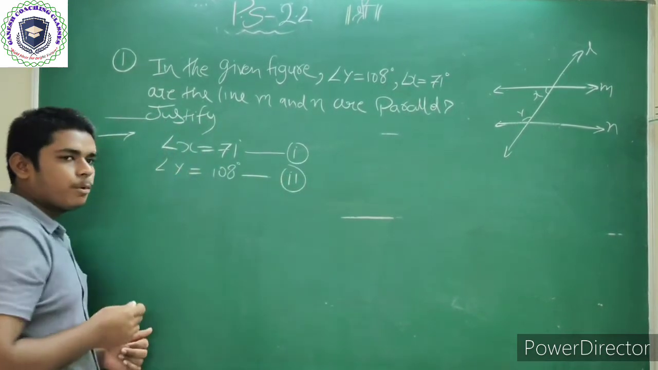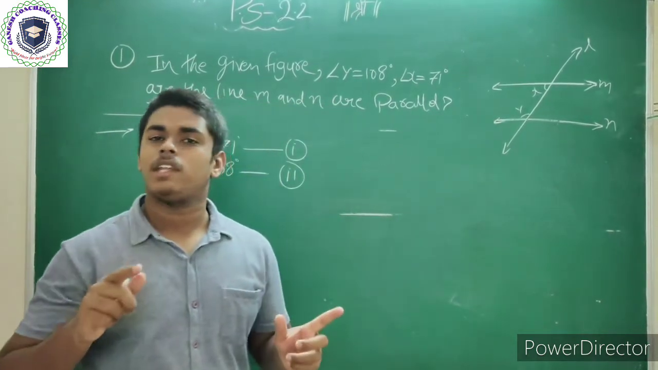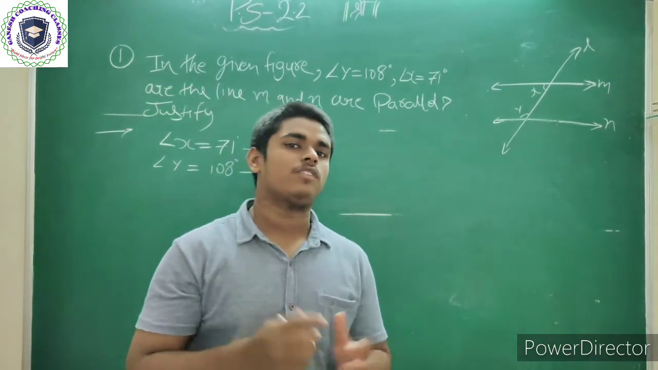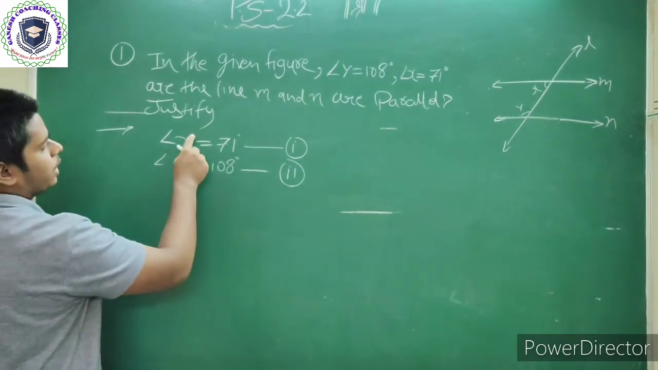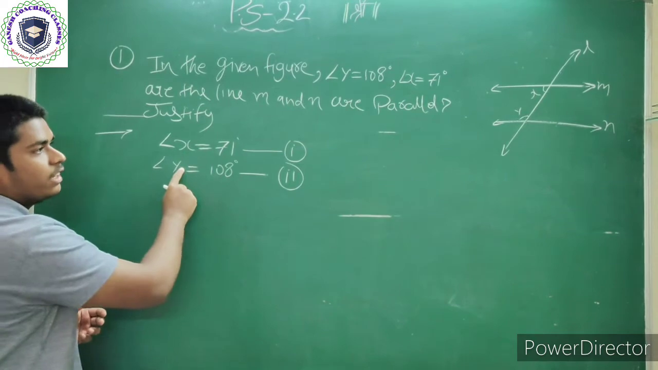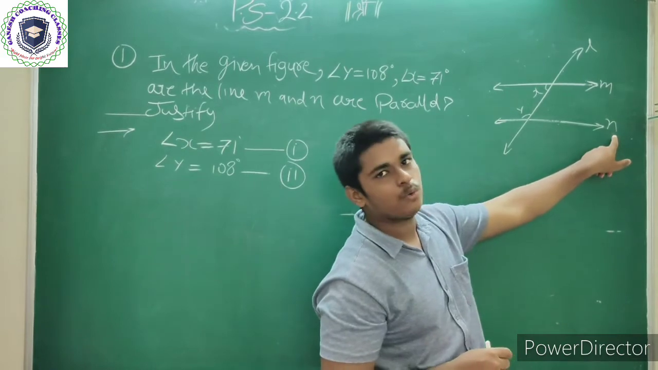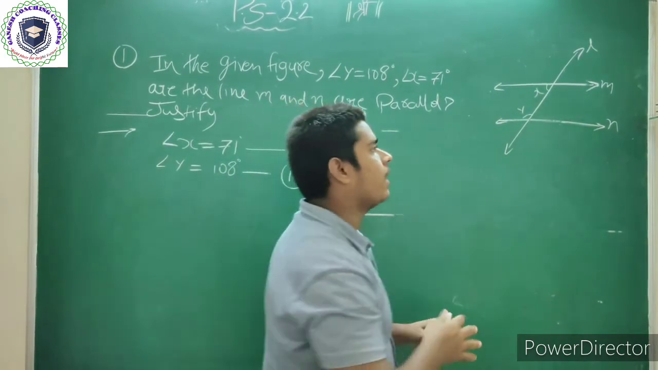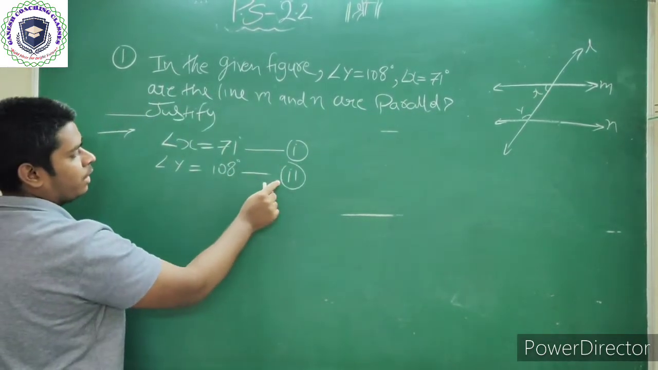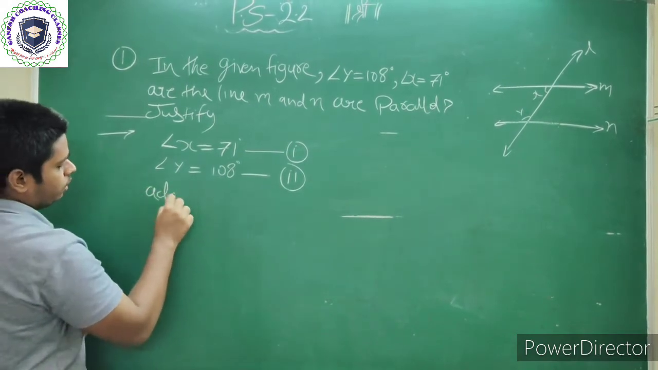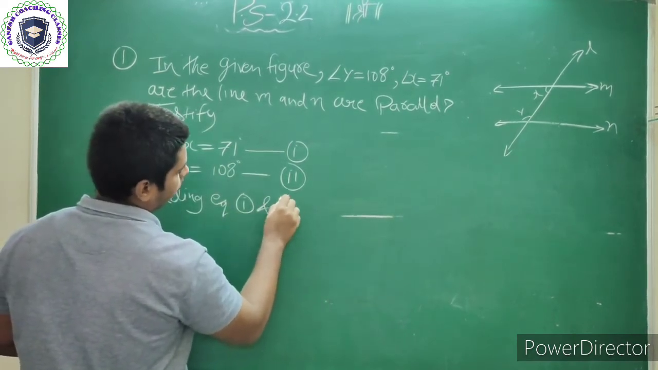We saw the property of interior angles, that interior angles are supplementary angles. And supplementary means 180 degree, that is, the sum of interior angles is 180 degree. So when we add these two angles, if we get 180 degrees, we can say that m and n are parallel to each other. If it is not 180 degree, then m and n are not parallel to each other. So here we have to add equation 1 and equation 2.